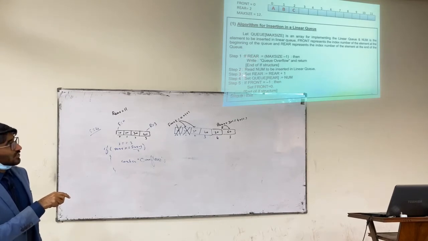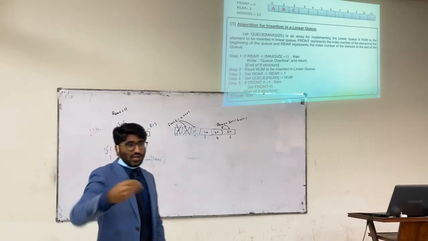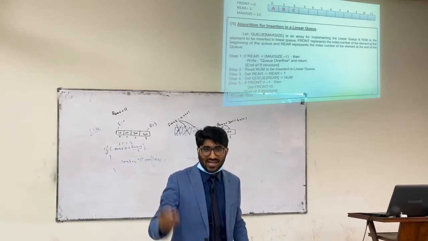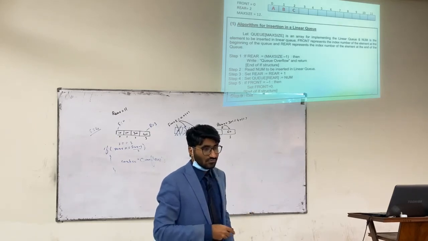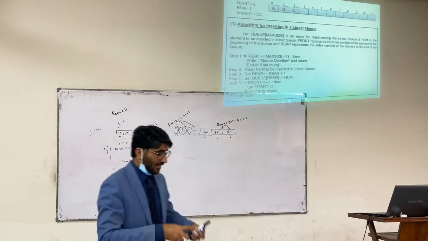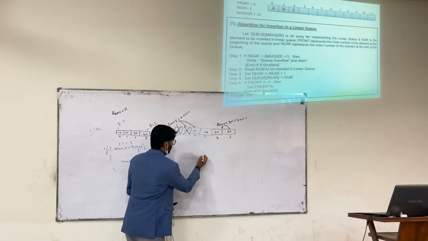So step number 2, read num to be inserted. What value do you want to insert? Ask from the user: insert the value to insert in this queue. So we have to read it. Let's suppose the user wants to insert D.